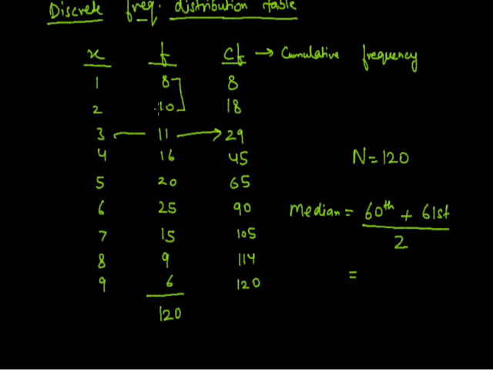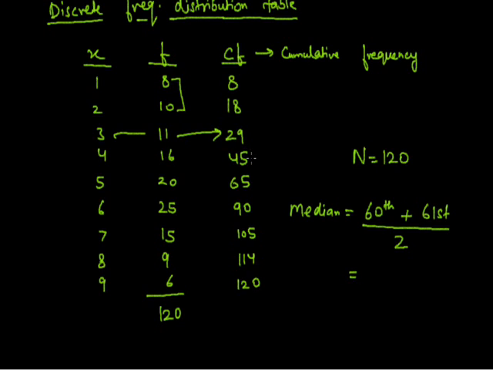So this will become 10 observations for 2, and including the 8 observations for 1, it will become 18 observations up to 2. In this way we write this data, because these observations are already in ascending order, and these frequencies are given for the particular observations. So this data is already arranged in ascending order, and if you observe the cumulative frequency, we will easily know what our 60th and 61st observations are.